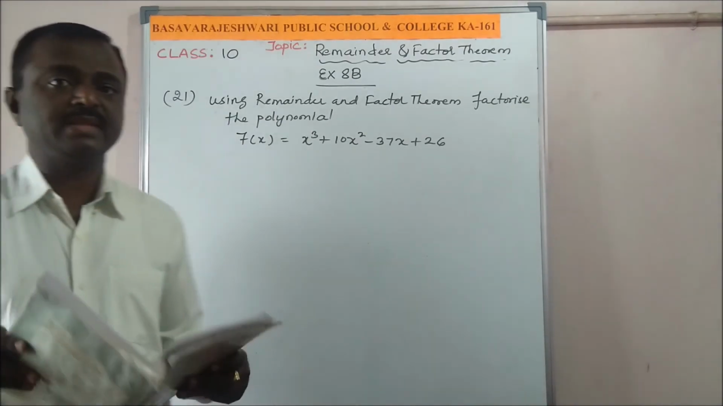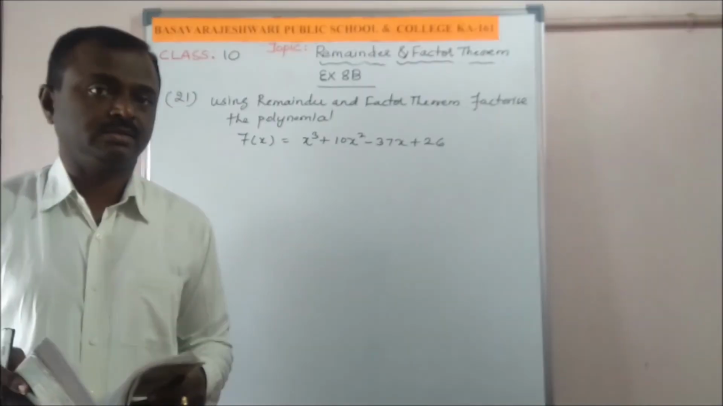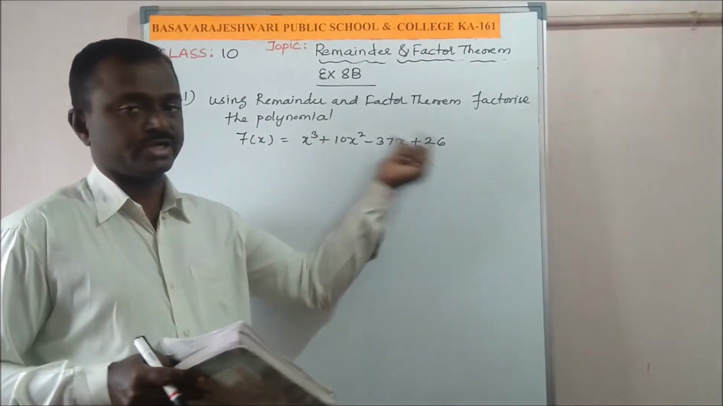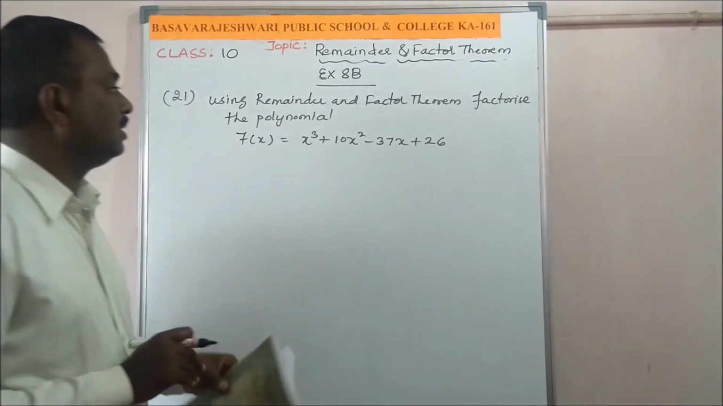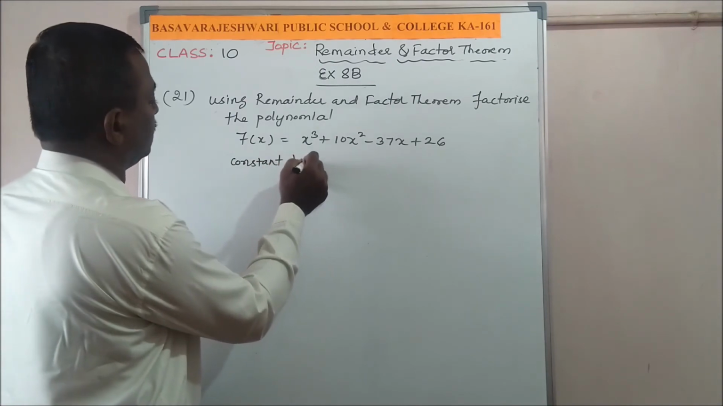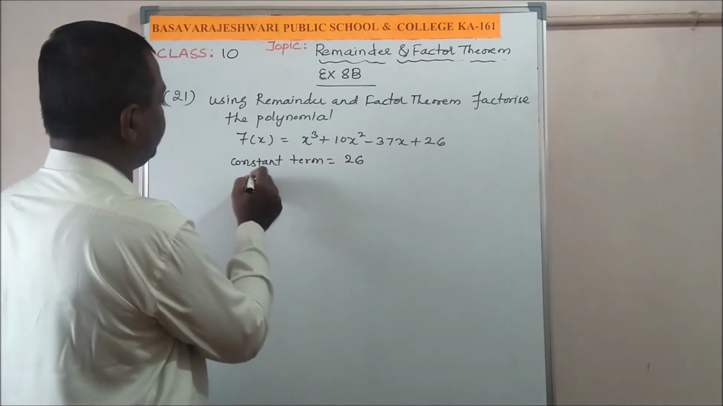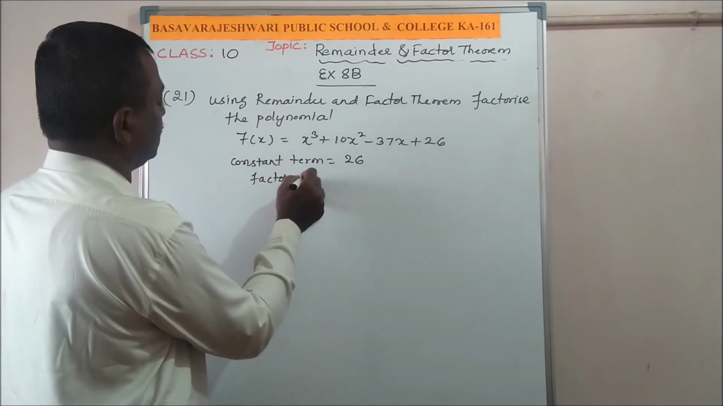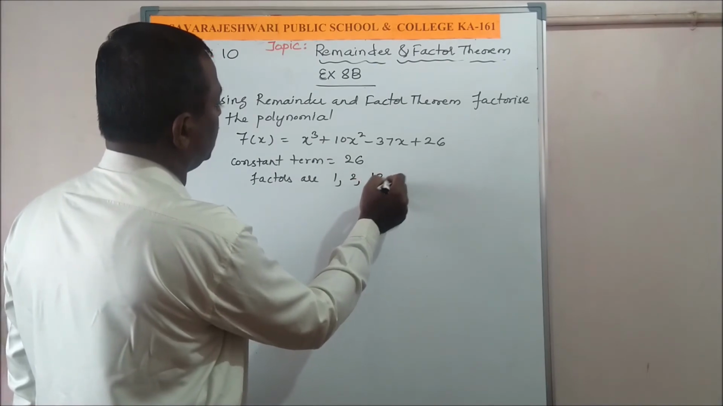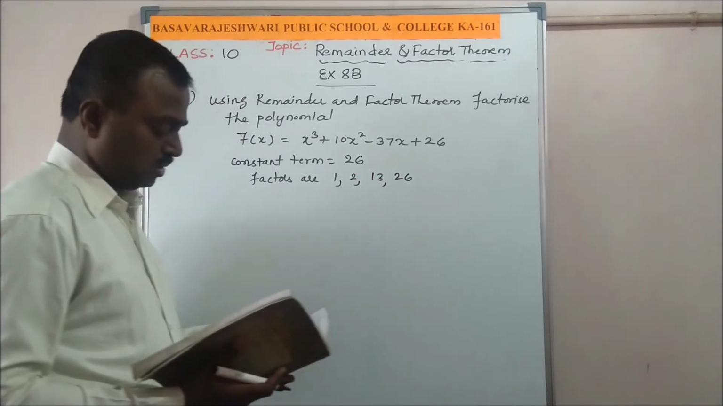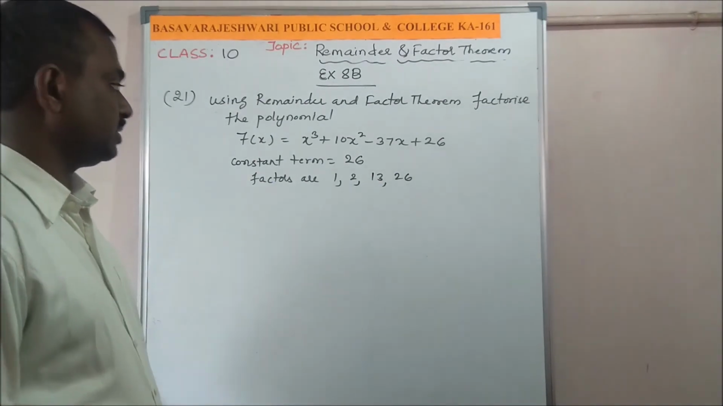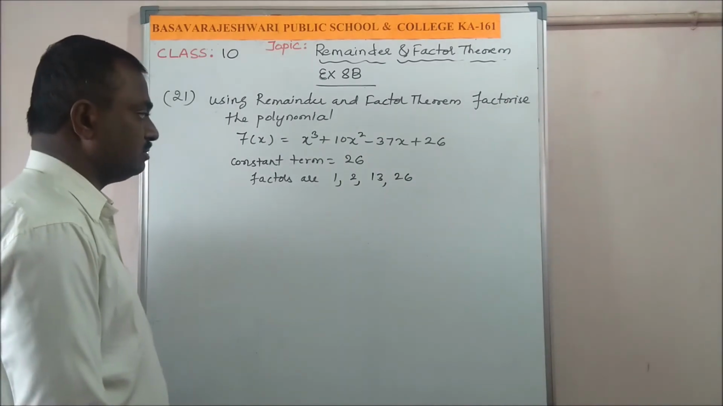So this question is same like what we did from 14 to 19. So factorize, because no factors are given, we have to search using the constant term in the polynomial. Okay? So the constant term is equal to 26. Therefore factors are 1, 2, 13, 26. This is positive, therefore positive values will be there.